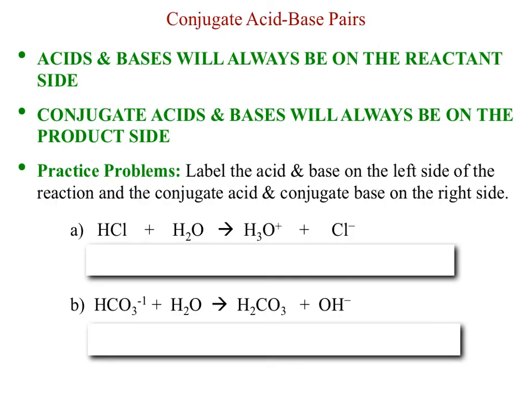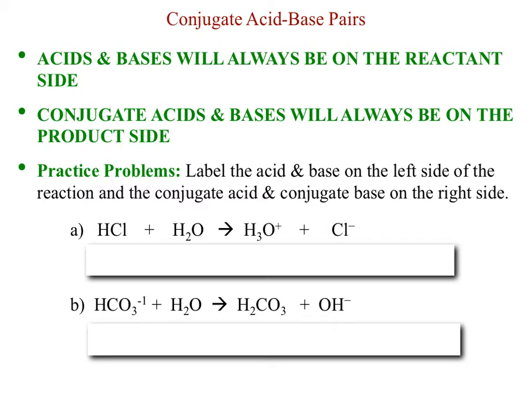One of the things you want to remember are acids and bases will always be on the reactant side, which is the left side of the equation, and conjugate acids and bases will always be on the right side, which is the product side. What we're going to do is label the acids and base on the left of each of the examples below, and the conjugate acid and the conjugate base on the right.